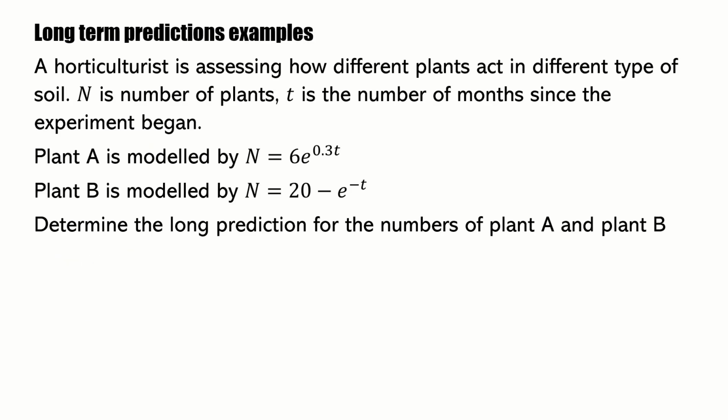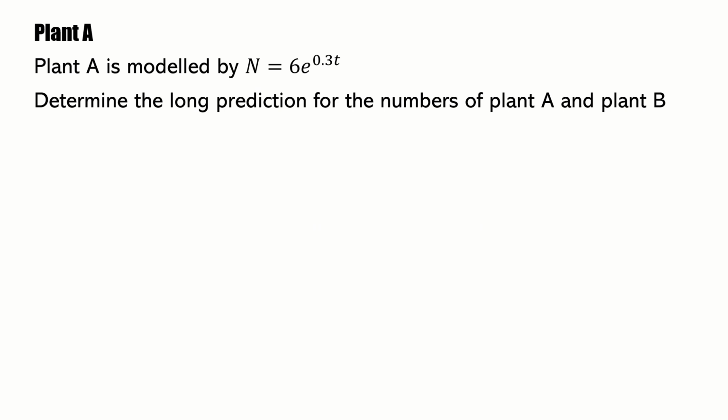So a couple of quick examples. Again, I've given a context, but it isn't really important. Ultimately, we've just been given two models, and we want to know what the long-term prediction is according to these two models. So, to give us a bit more room, let's just first focus on model A. Plant A is modeled by the equation we've been given, and we want to determine the long-term prediction. So the best way to do that is draw a graph.